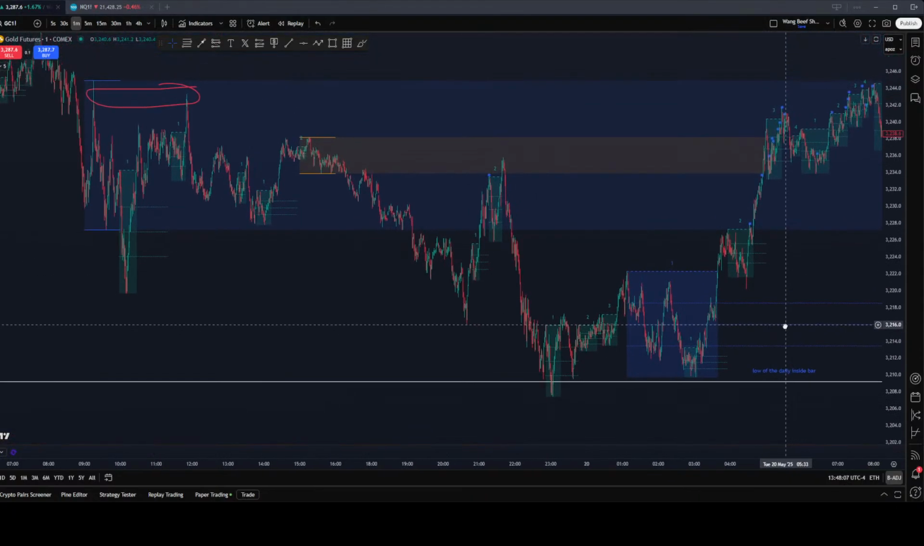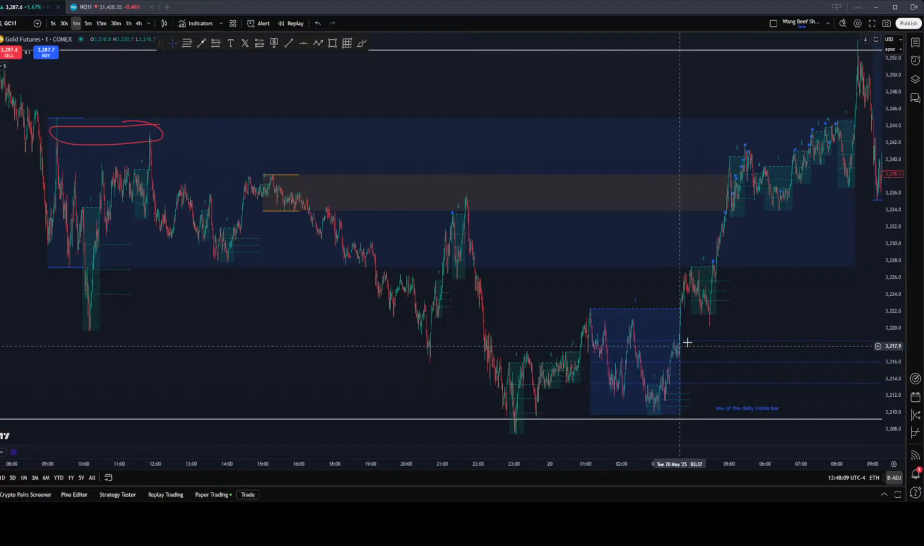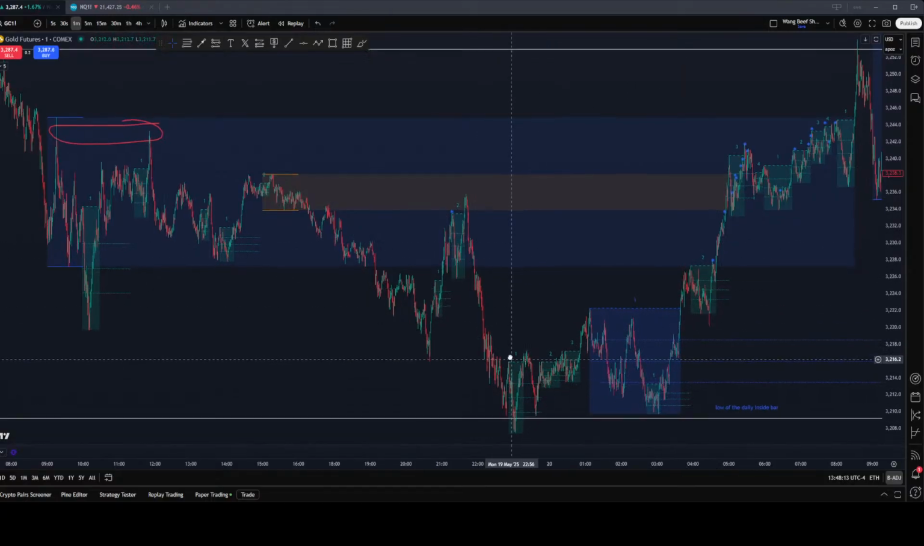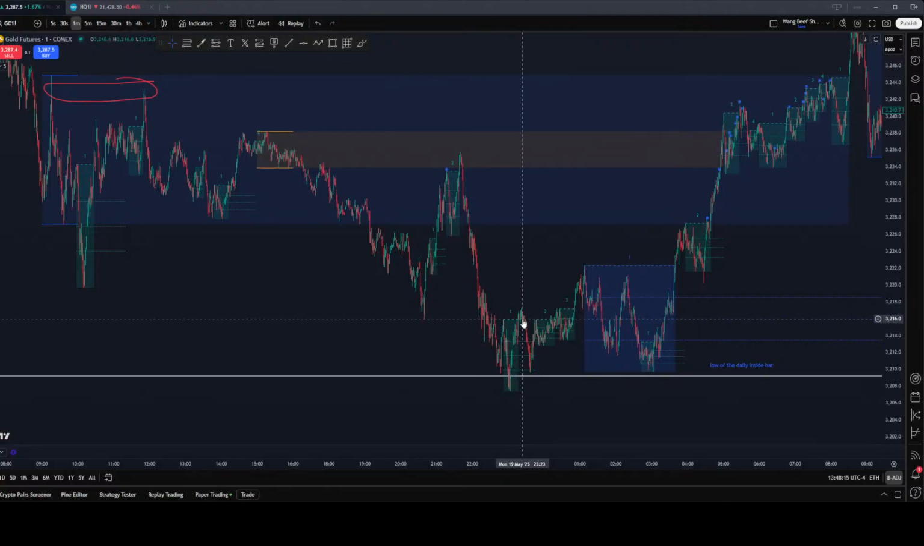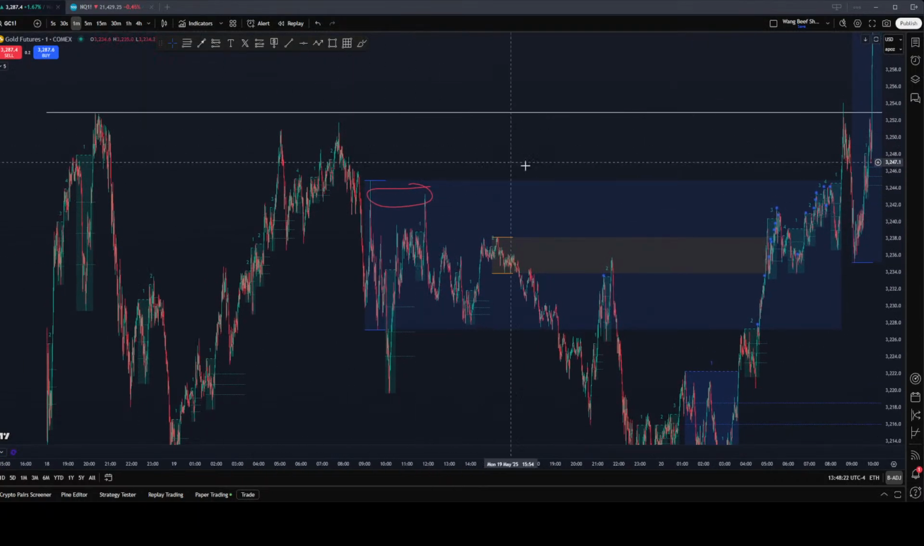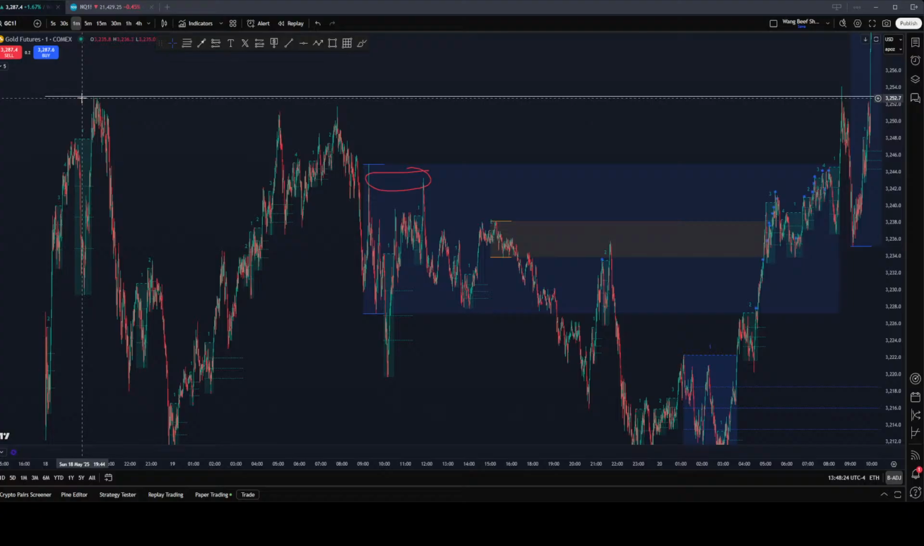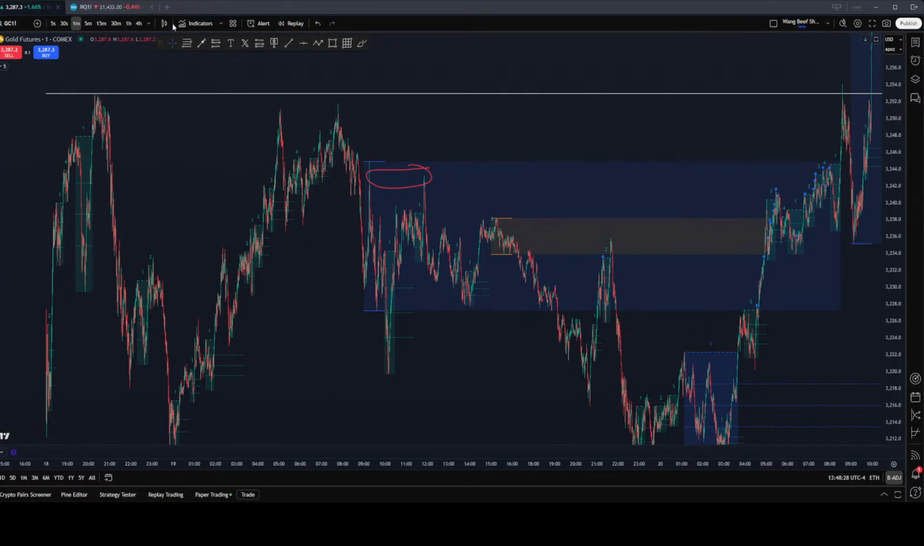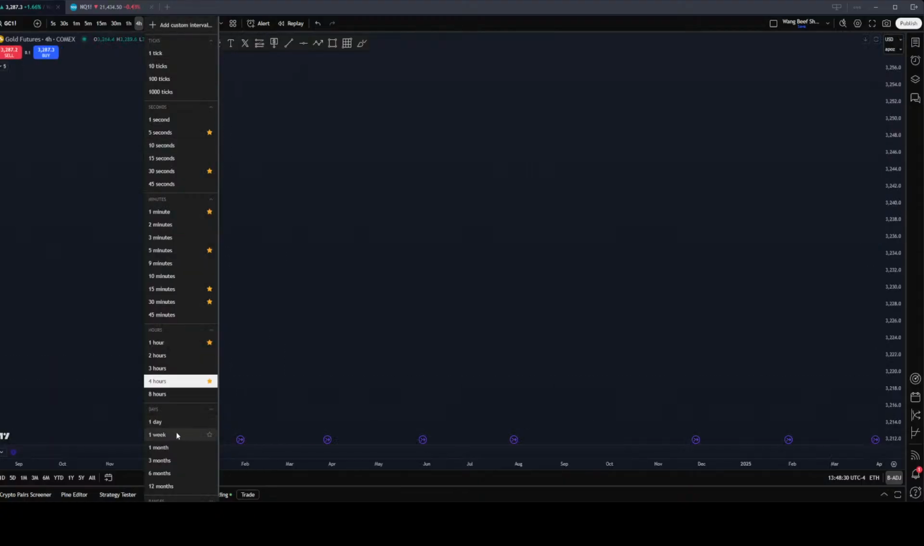So here is what I did and what I should have done. I saw the reversal happening. I took the 1-to-1 here, right? I was expecting for us to go above that high that's here. Why? Because of one thing.